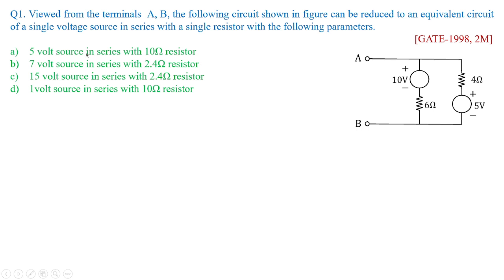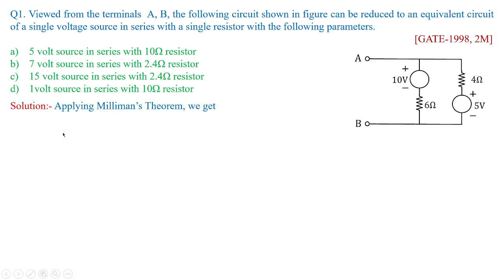5 volt source in series with a 10 ohm resistor. Then you have a 10 volt source in series with a 2.4 ohm resistor. The third option is a 15 volt source in series with a 2.4 ohm resistor. And option D is a 1 volt source in series with a 10 ohm resistor.